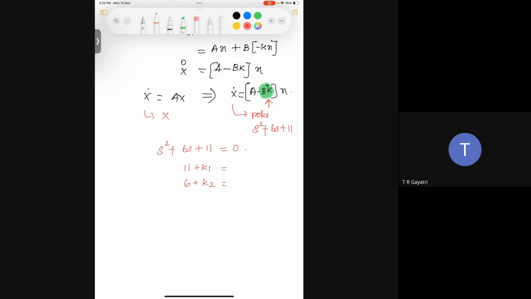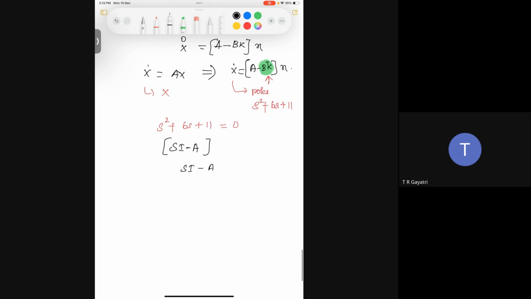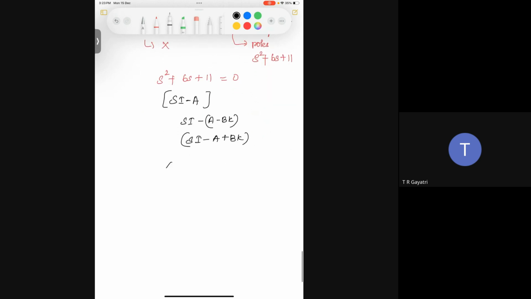Oh no ma'am, this is the final characteristic equation. I was talking about the first, the open loop. It's sI minus A that I was trying to get. So here, instead of sI minus A, what do we have? sI minus A plus BK. So you have to write this as an equation: x dot equal to A minus BK into x. Instead of that, you have to write this.